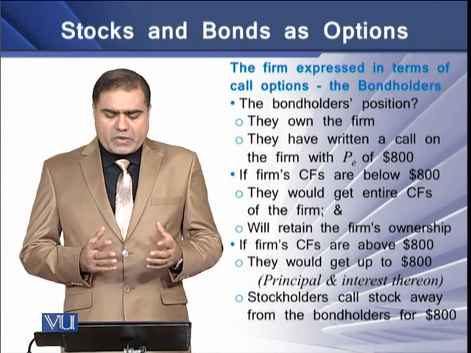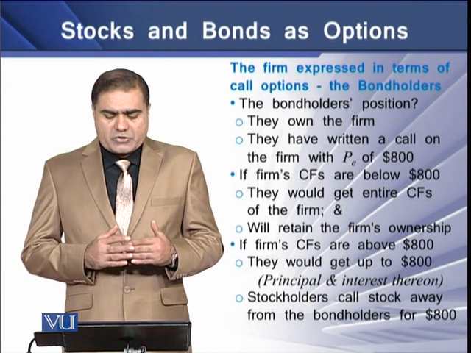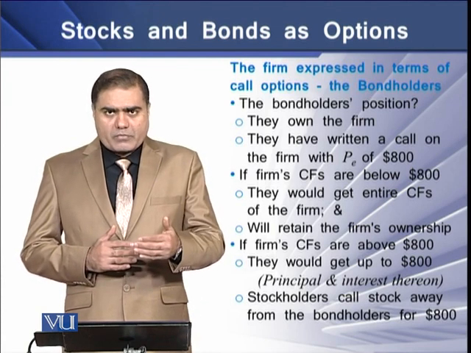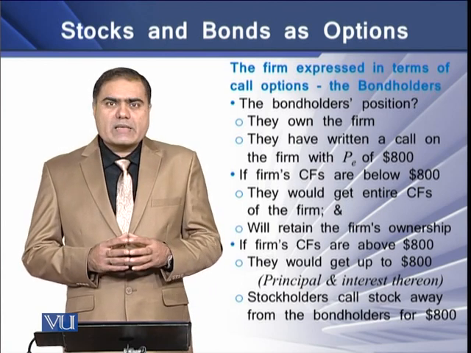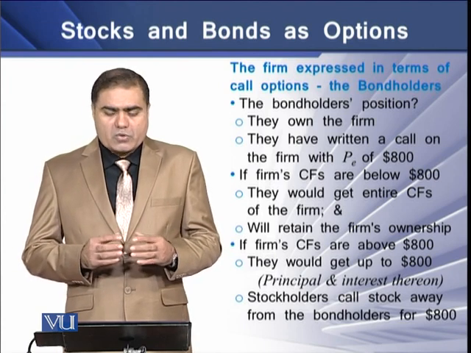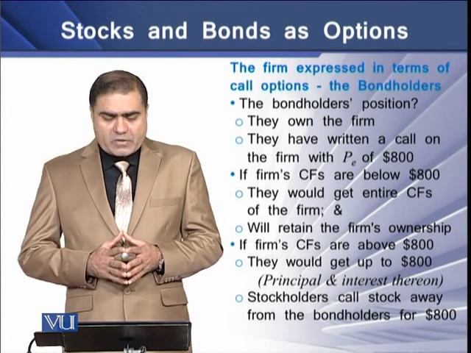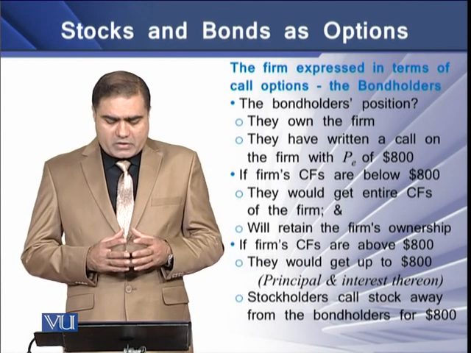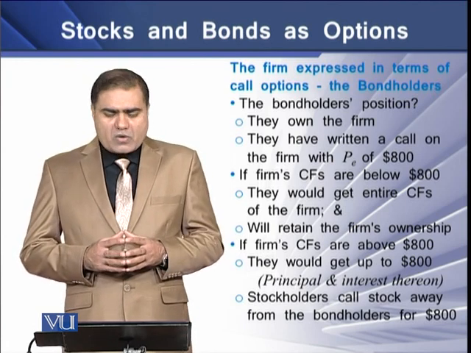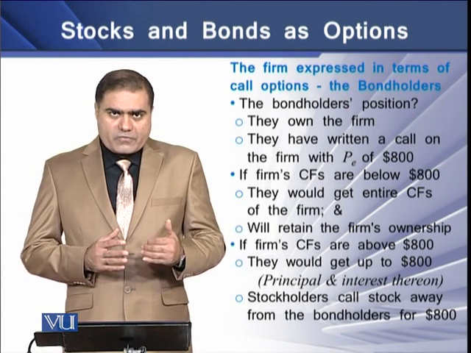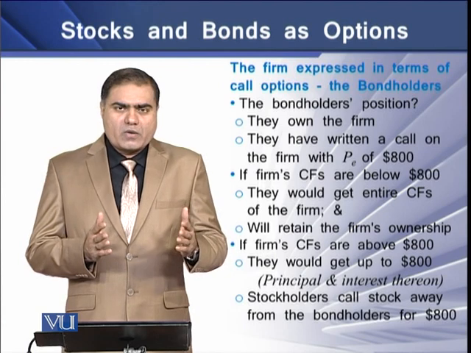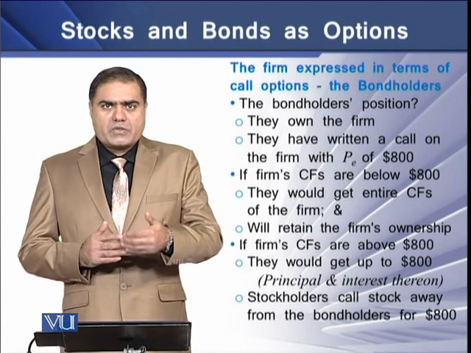In the second scenario, we have the firm expressed in terms of a call option, and the position of the bondholders. The bondholders own the firm. They have written a call on the firm with the exercise price of $800. If the firm's cash flows are below $800, all the cash flows go to the bondholders, and they retain the ownership of the firm. If the cash flows are above $800, they get their whole amount, including principal and interest. The stockholders will buy the firm from the bondholders against their due amount of $800, and the surplus cash will also go to the stockholders as a whole.